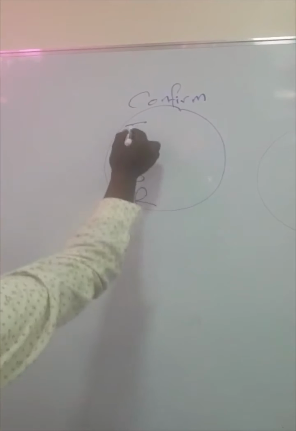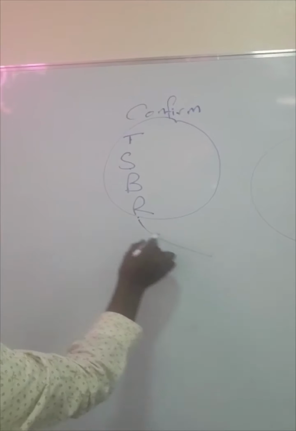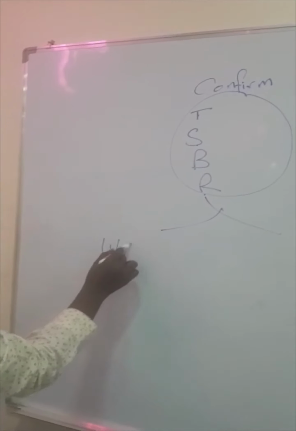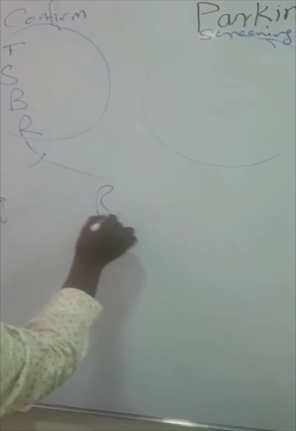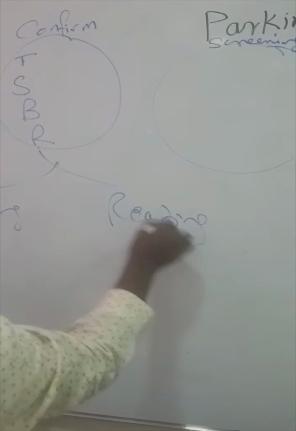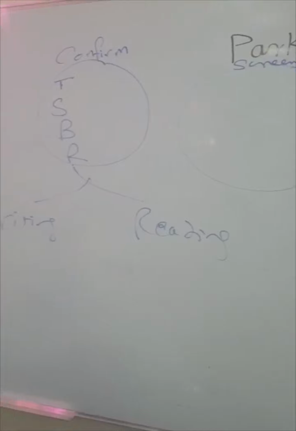TSBR. Tasbur on 2 R. The first R is writing and the second R is reading. You got me now? Yalla, I will come to this Tasbur on 2 R.